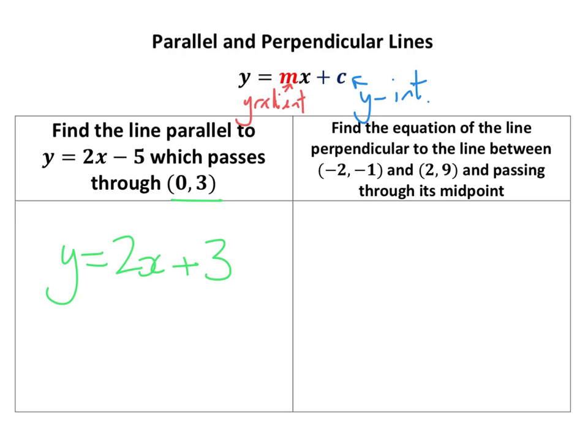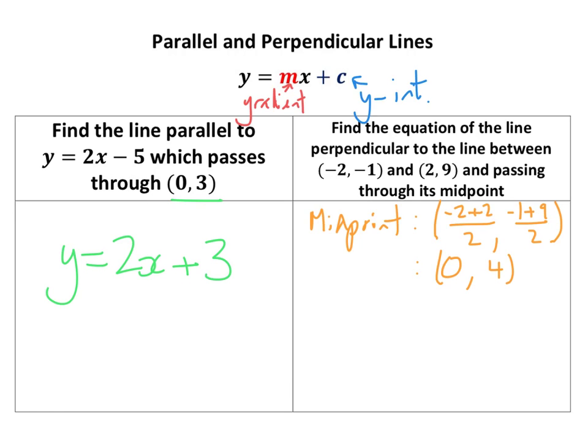Now then, second one's a little bit tougher. It says find the equation of a line perpendicular to the line between that and that, passing through its midpoint. So first of all, I'm going to find the midpoint. I think the nicest way of doing this is to add up the coordinates. So we've got minus 2 plus 2, add and halve it, and we've got minus 1 plus 9, and halve it. So the midpoint is going to be 0, 4.